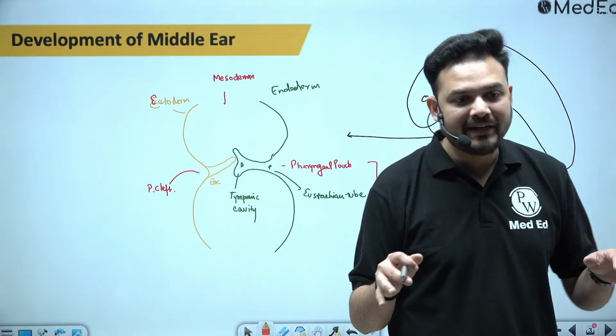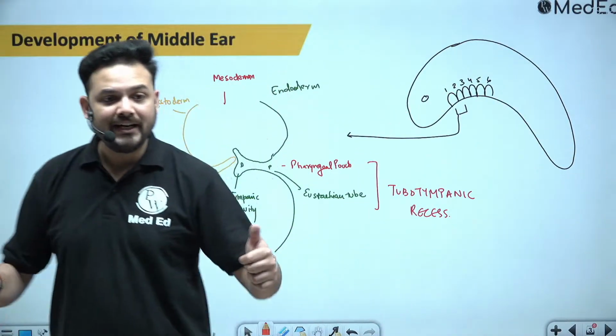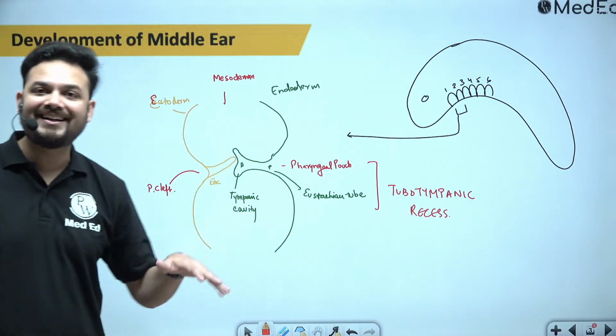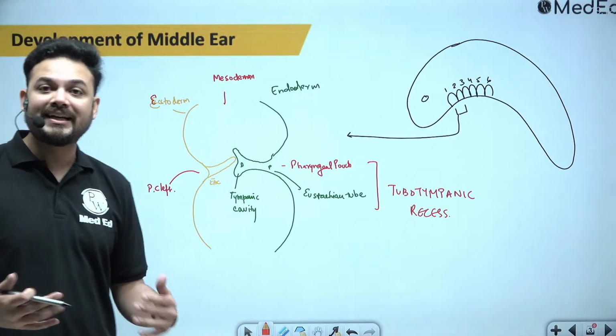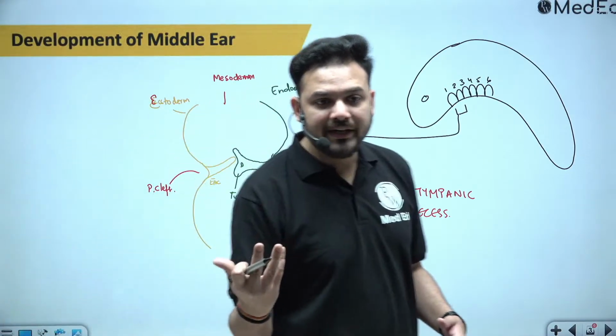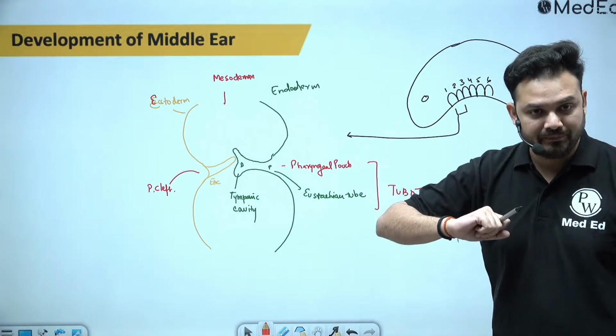Now, I hope everyone is clear on that particular area, right? Can I have a hands up on that? So this is about what the future development of the middle ear cavity looks like. I've told you about the cavity till now. Now we are going to see how the structures of the middle ear will come.